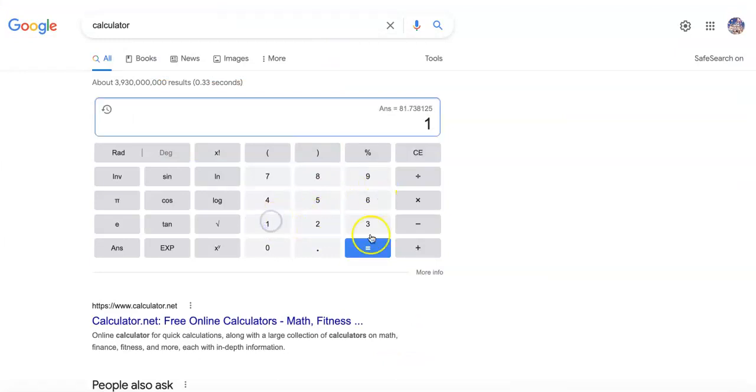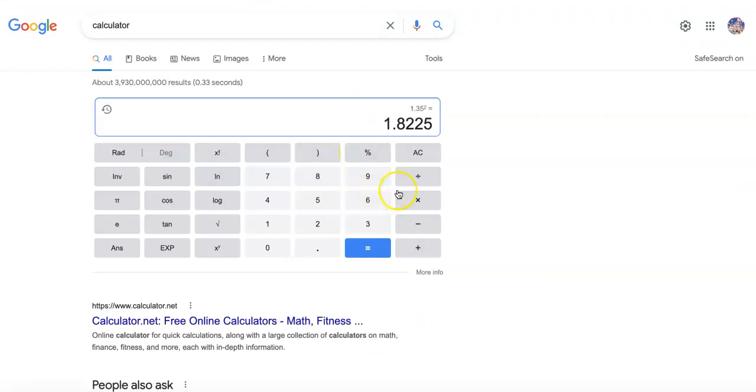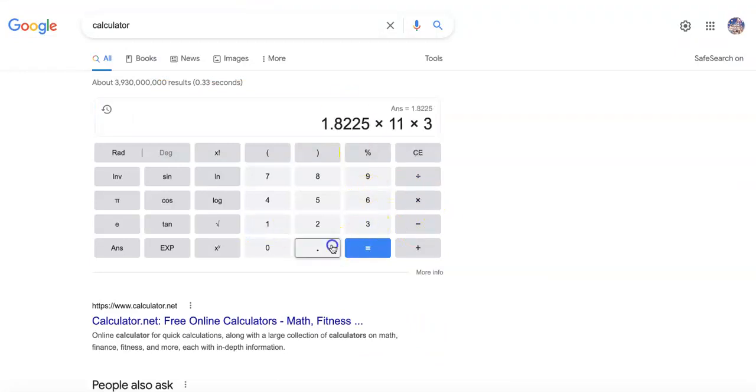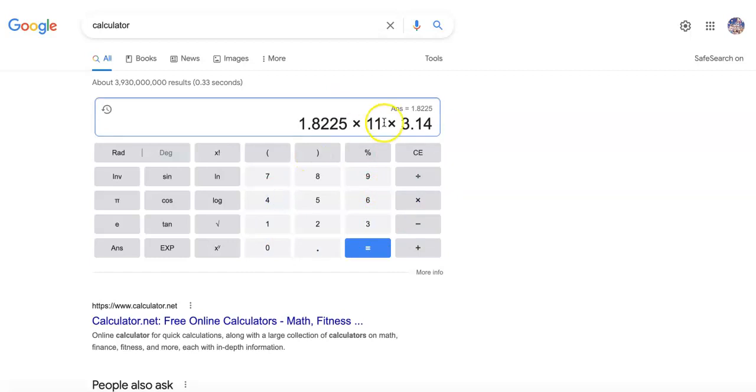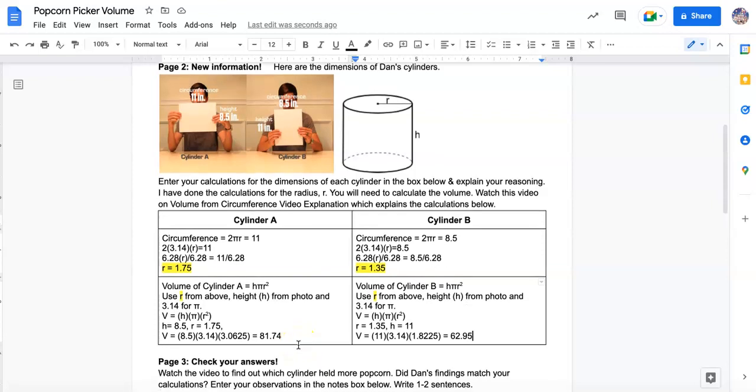Let's go ahead and do 1.35 to the second power, 1.8225. I'm going to put that whole value in there, 1.8225. And then I'm going to multiply that by our two numbers here, 11 and 3.14. And remember, multiplication, it doesn't matter what order you do it in. That's why I have it in any order. So that's 62.95. And so that is the two volumes for the different cylinders. And as you can see, one of these volumes is bigger. And that will help you with part 3. So there you go.